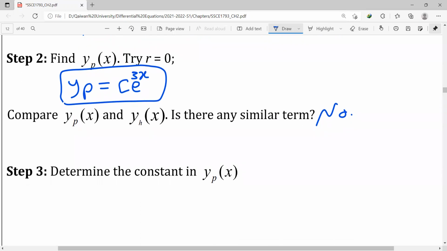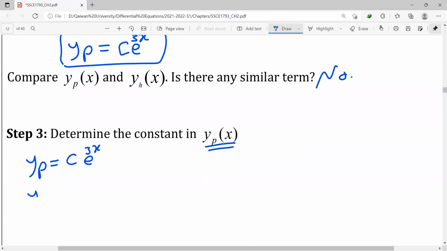We are going to find yp. We say yp equals c e to the power 3x. Here we should find the value of this constant. Here we have c only. We should find the value of c. We say y prime of p equals 3c e to the power 3x. Y double prime of p equals 9c e to the power 3x.